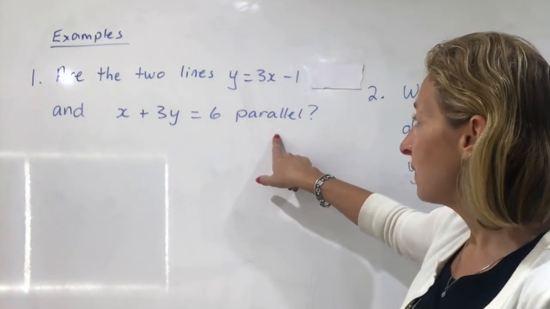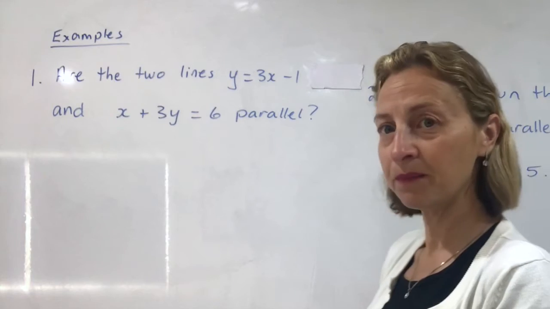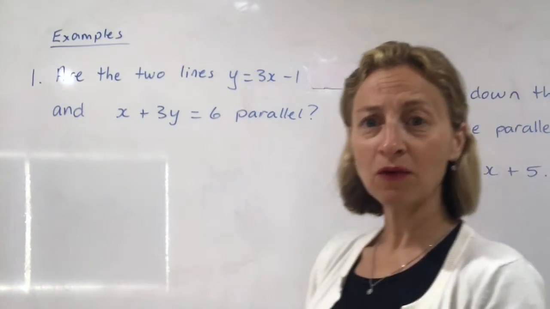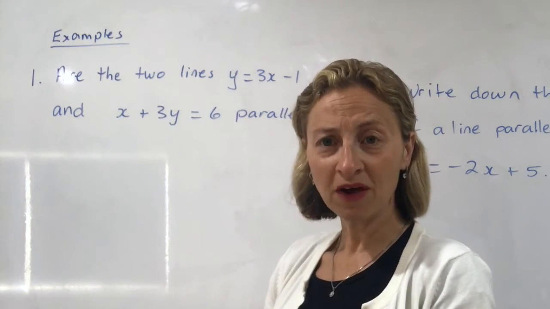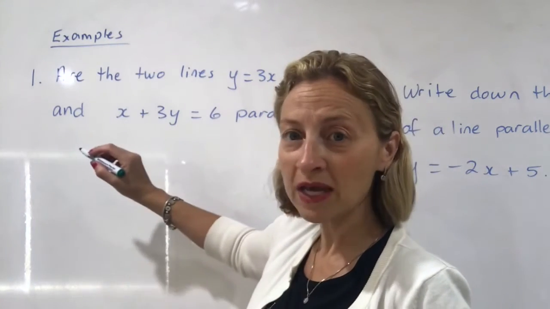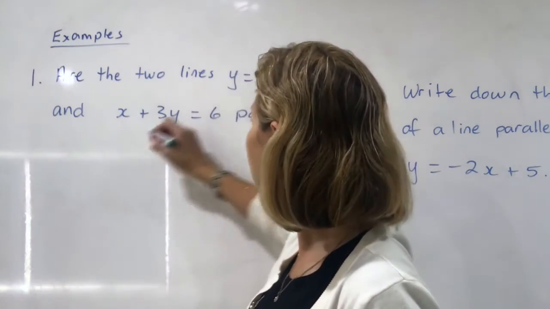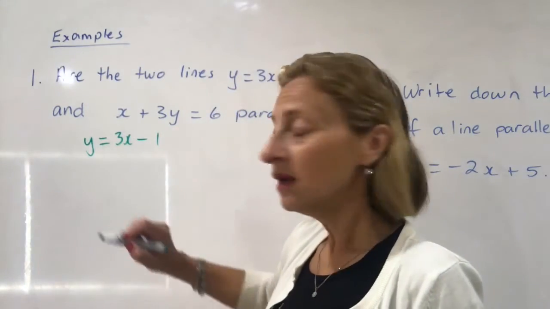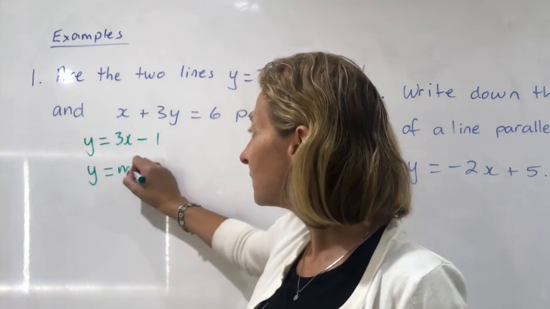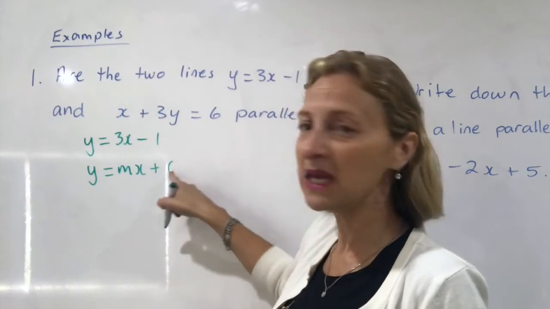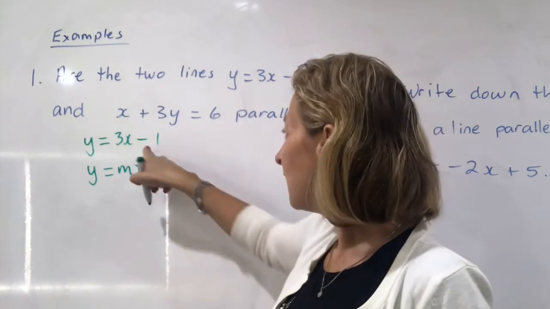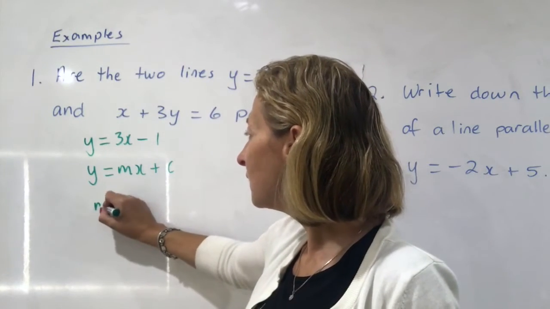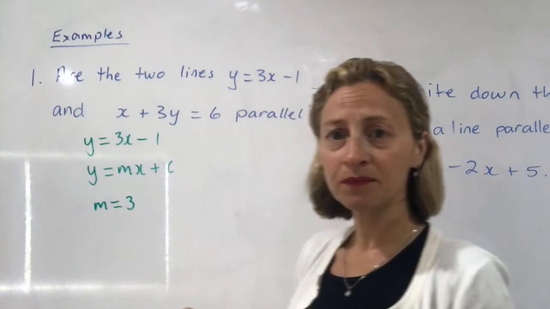Are the two lines y equals 3x minus 1 and x plus 3y equals 6 parallel? Well, we know that they're parallel if they have the same gradient. So we need to find the gradient of each line. And the easiest way to find the gradient of each line is to put it in the form y equals mx plus c. So here's our first line, y equals 3x minus 1. We know that if it was in the correct form, y equals mx plus or minus c, or b, whatever letter you like to use, then our c must be -1 and our m must be 3. So the gradient of this line is 3.